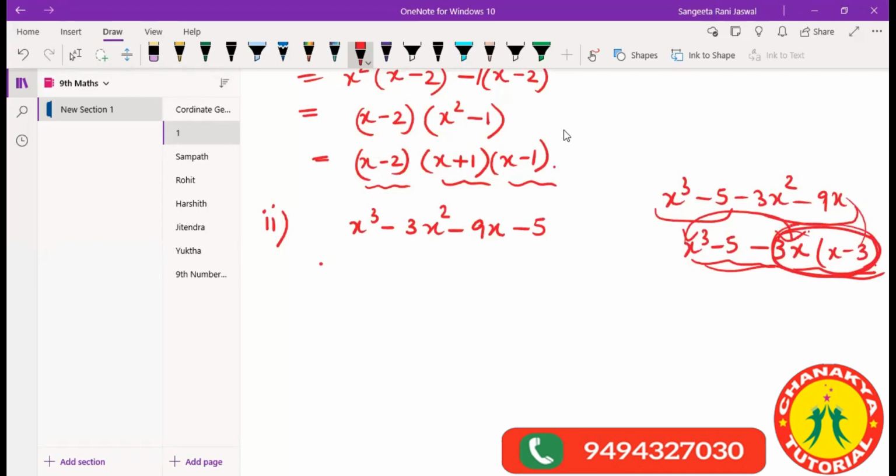Okay. Now see children, there is another way of doing this. Look here.